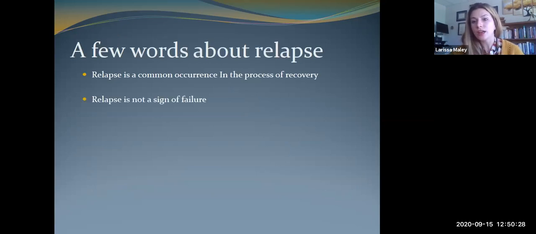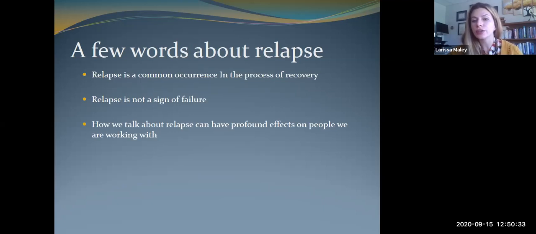Relapse is a really common occurrence. That's why it is part of the stages of change. It is not a sign of failure. And it's really important that just like how we say talking about suicidal ideation does not cause suicidal ideation, it helps us to assess more accurately and be effective. The same thing's true with relapse. Talking about the potential for relapse does not mean you're going to cause relapse. So it doesn't give permission for relapse or some of the old ways of thinking about it.